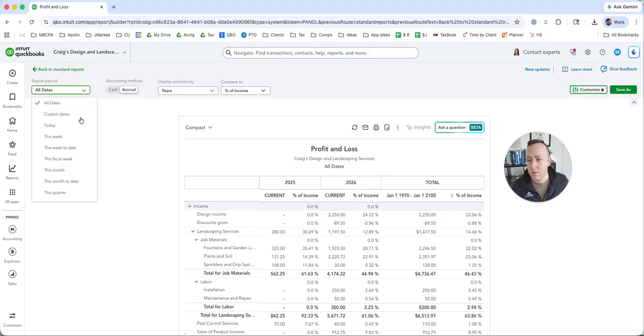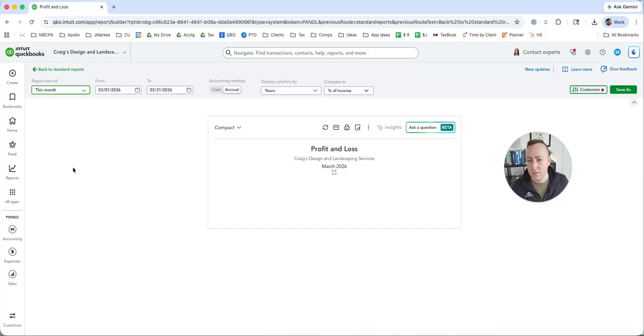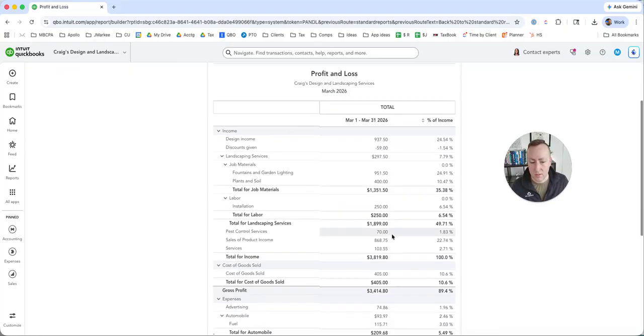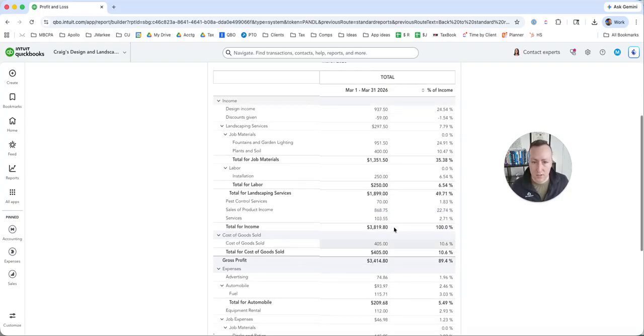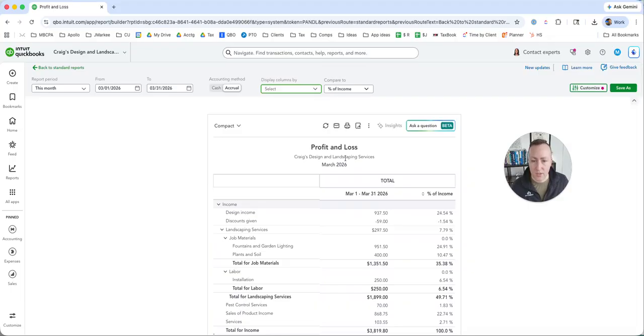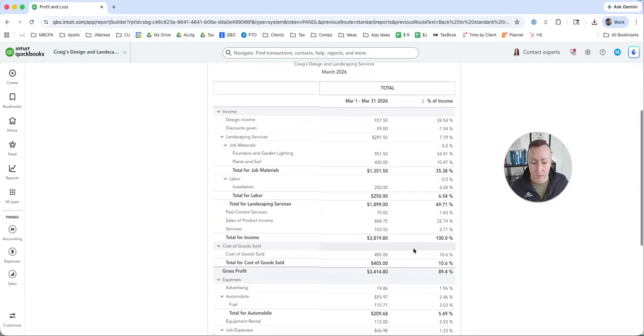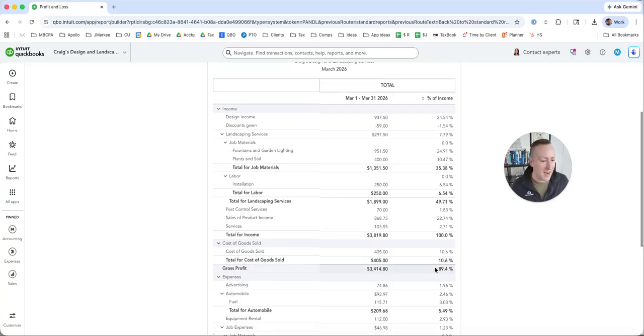Maybe we will simplify just this month, so this is a little bit easier to digest. So here, this sample company in QuickBooks, Craig's Design and Landscaping Services, super profitable, very low cost of goods sold. In home building, unfortunately, we probably are not going to see that high of a gross profit. That's just the way the industry goes, but not to say there isn't huge potential.